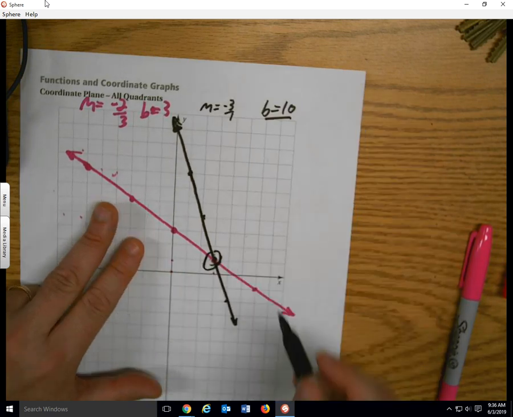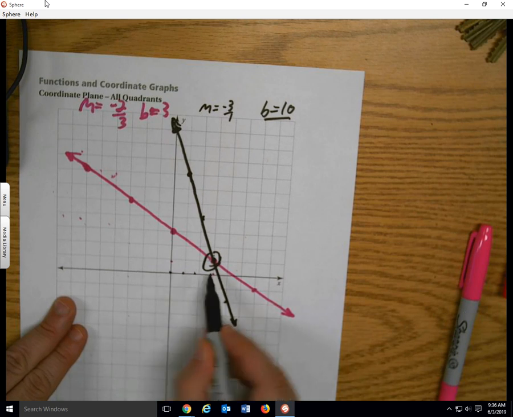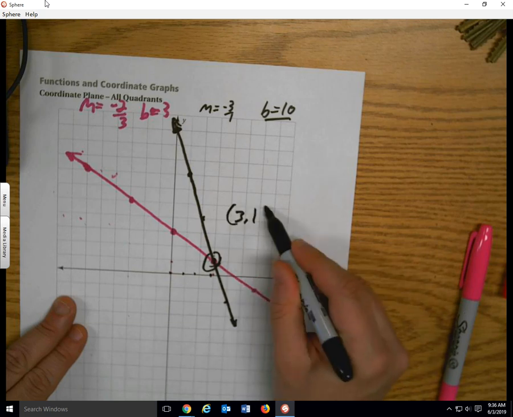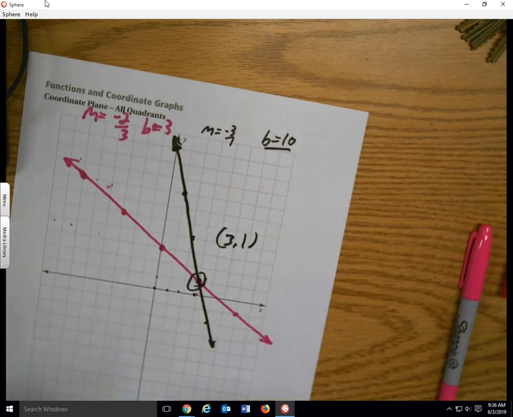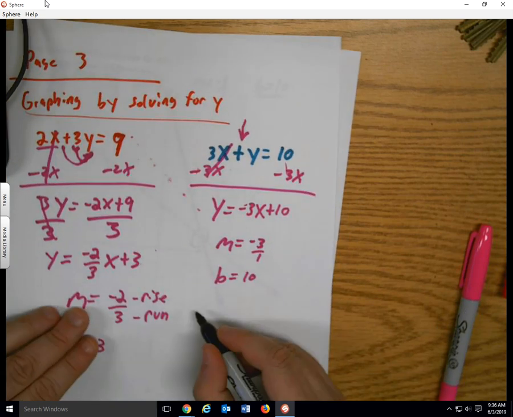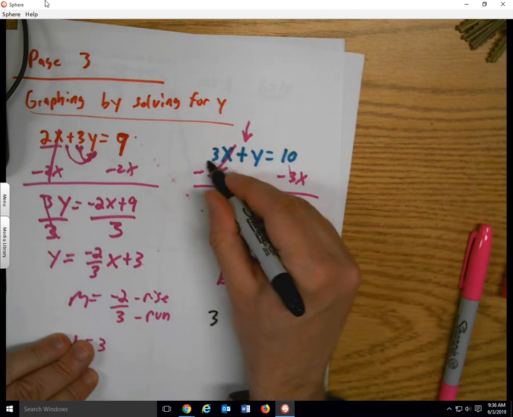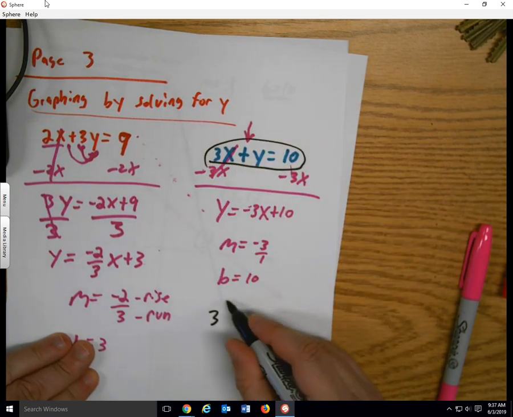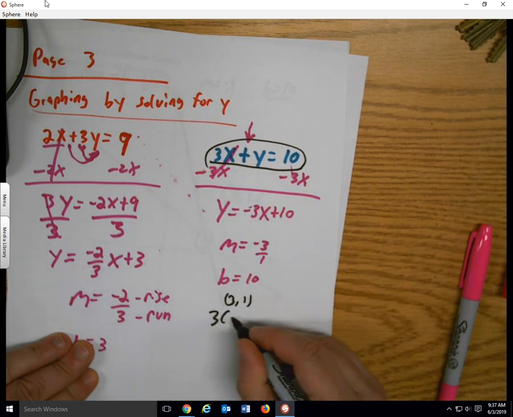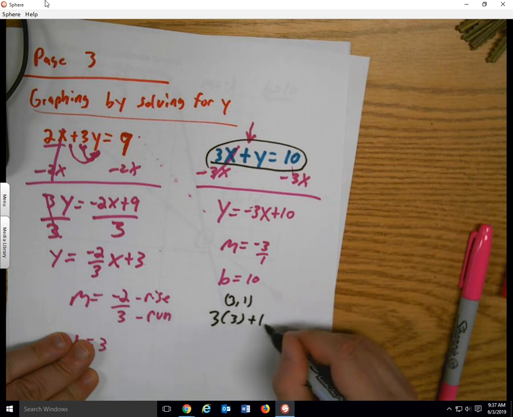It has one solution because they're touching. What's the answer? The answer is 1, 2, 3. So it went over 3, up 1. So the answer to this equation is 3 and 1. And you could even check it if you wanted. I'll rewrite this one here. The answer was 3 and 1, right? So instead of an x, I'm going to put a 3. Instead of a y, I'll put a 1.